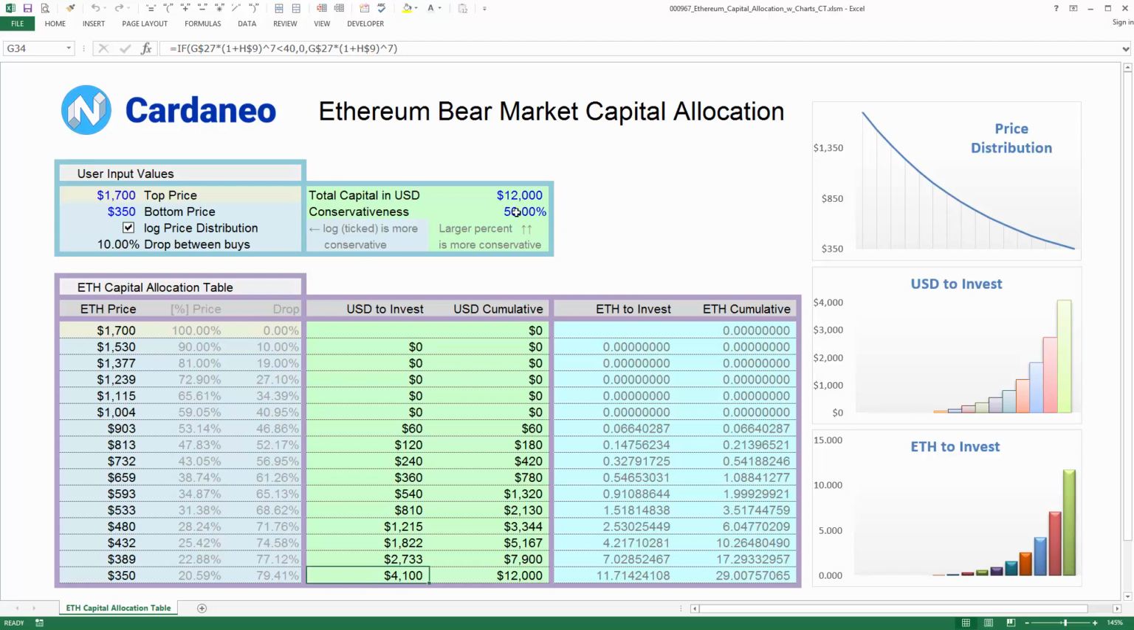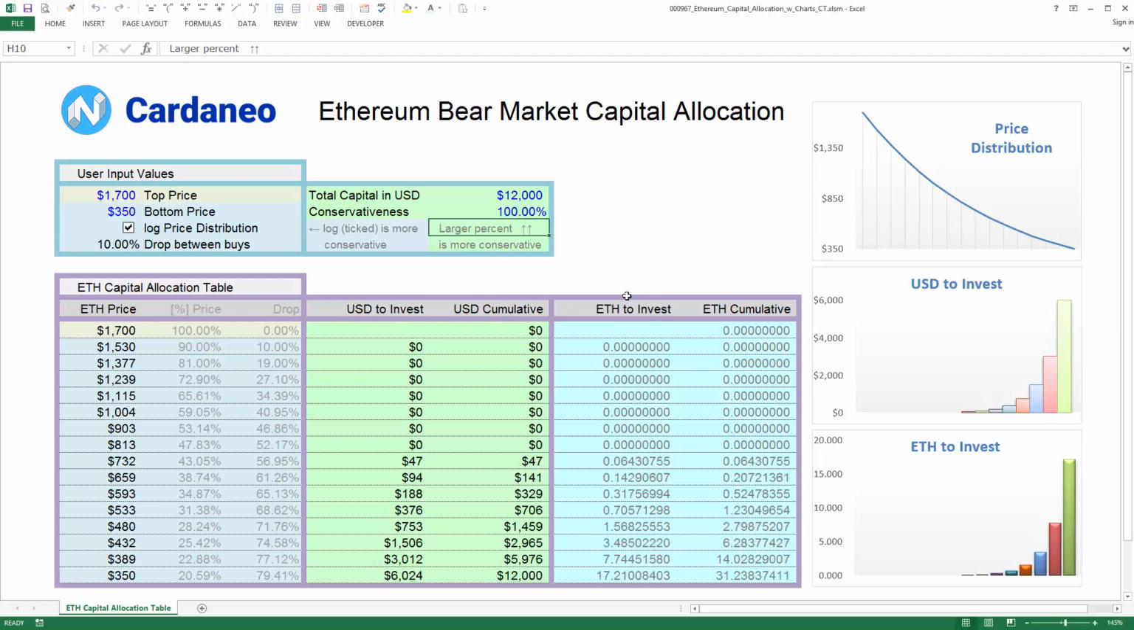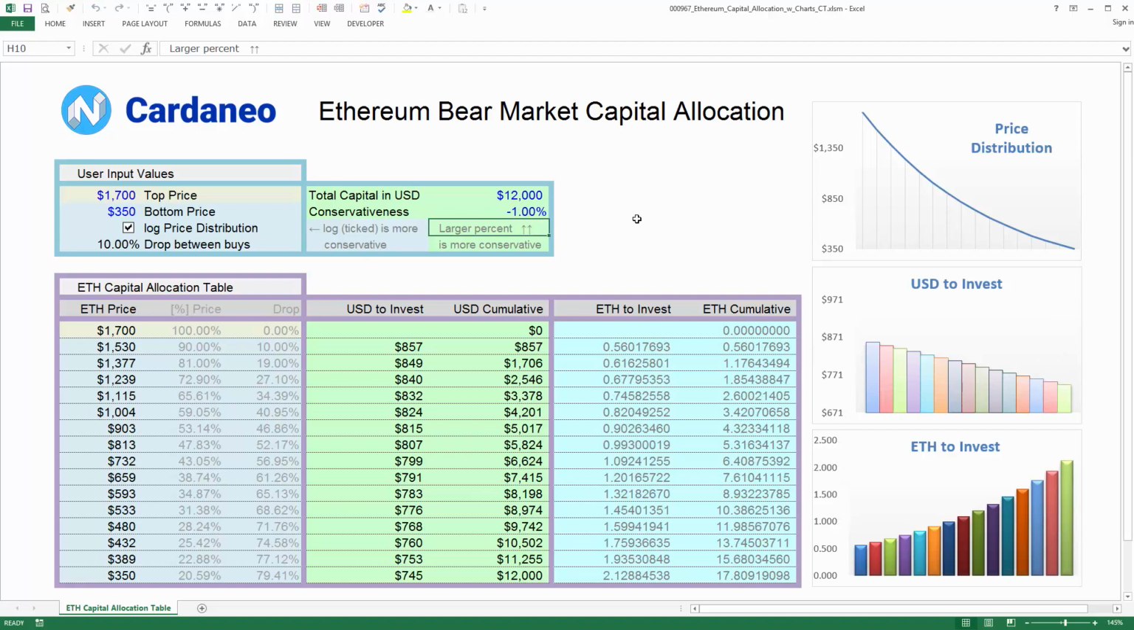Now, if this is not conservative enough for you, you can go as high as maybe 100%. That means that you will have acquired 31 Ethereum coins by the bottom. Now, if you want to be more aggressive, you can actually go with negative numbers as your conservativeness. For example, minus 1%.